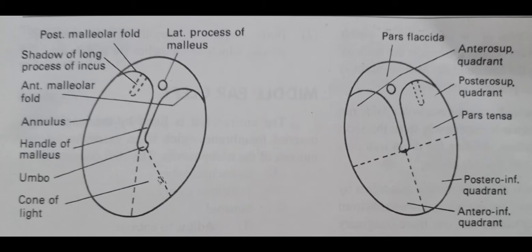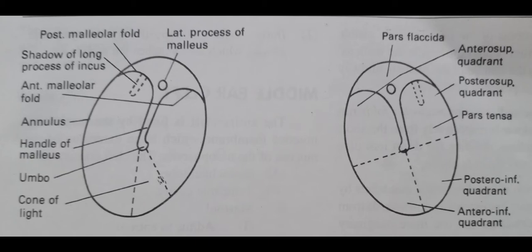Then the long process of the incus may be visible through the eardrum behind the handle of the malleus, and it runs parallel to the handle of the malleus, midway between it and the posterior bony wall.